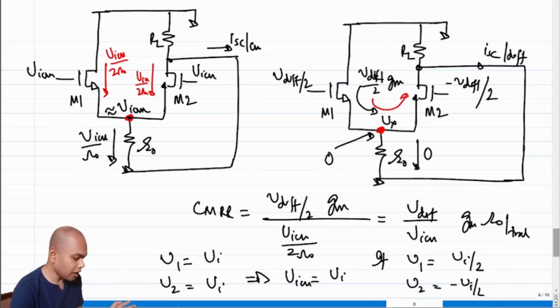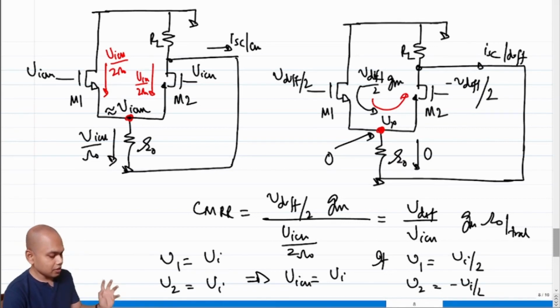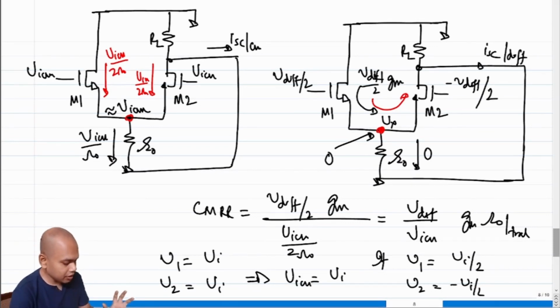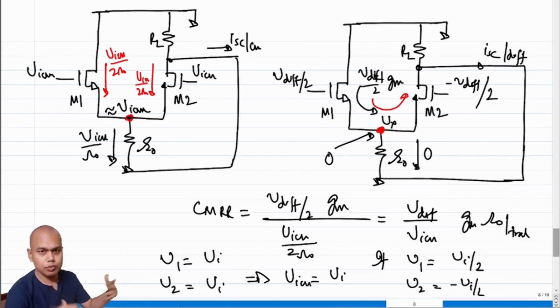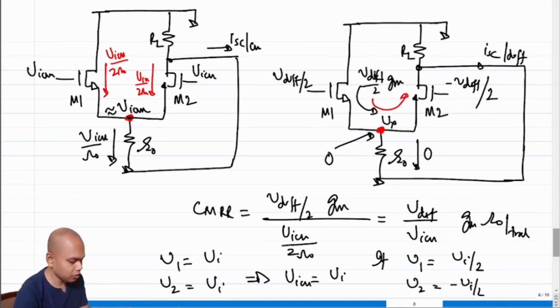So what is it that we have learned till now? We have learned that this is a differential amplifier, and we have learned the analysis of the differential amplifier with regards to having common mode and differential inputs. And why is that relevant? That is relevant because the moment we have common mode and differential inputs, we can split any input into common mode and differential modes and do our analysis.